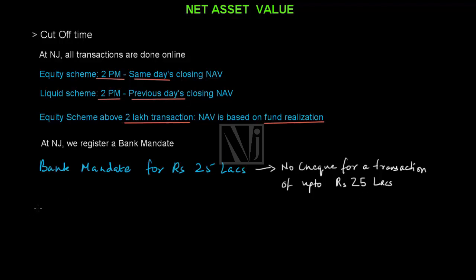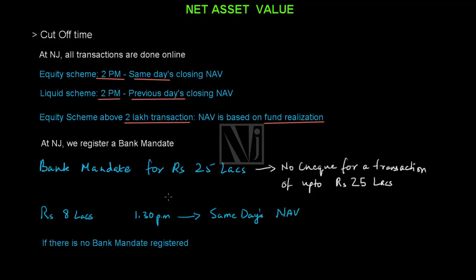So if this investor applies for a transaction of less than rupees 25 lakhs, let's say rupees 8 lakhs, before 2 p.m., let's say at 1:30 p.m., then his application will be processed immediately and he will get the same day's NAV. However, if the same investor does not have a bank mandate registered, then he will have to pay this rupees 8 lakhs by check and he will get the NAV of the day when his check gets cleared.